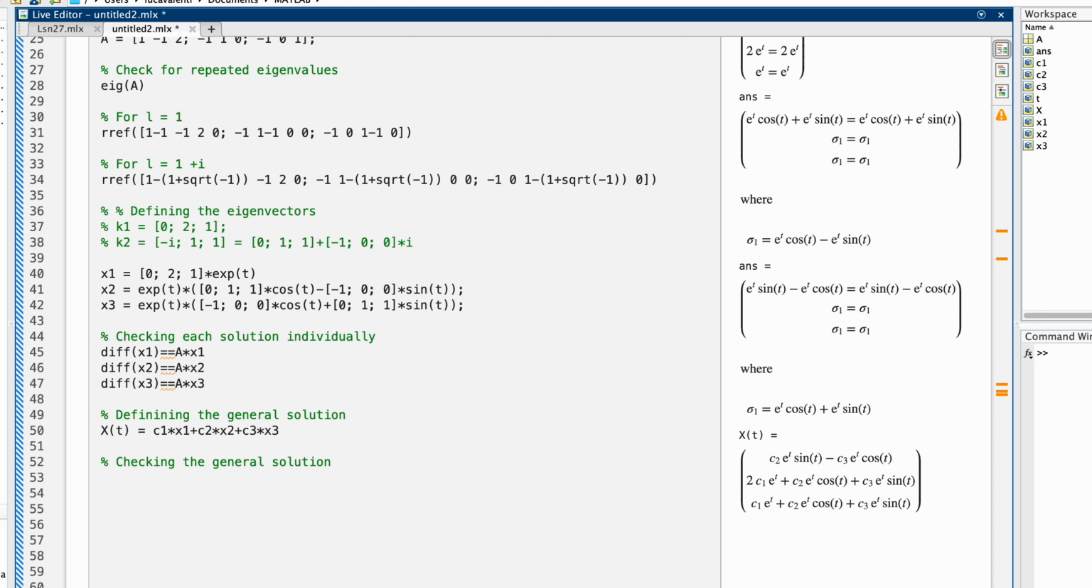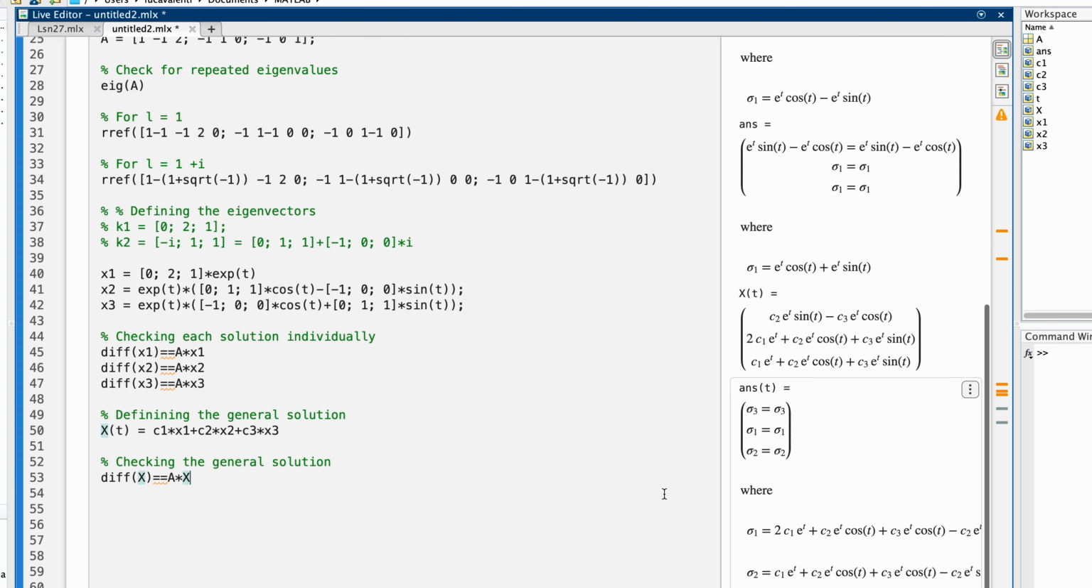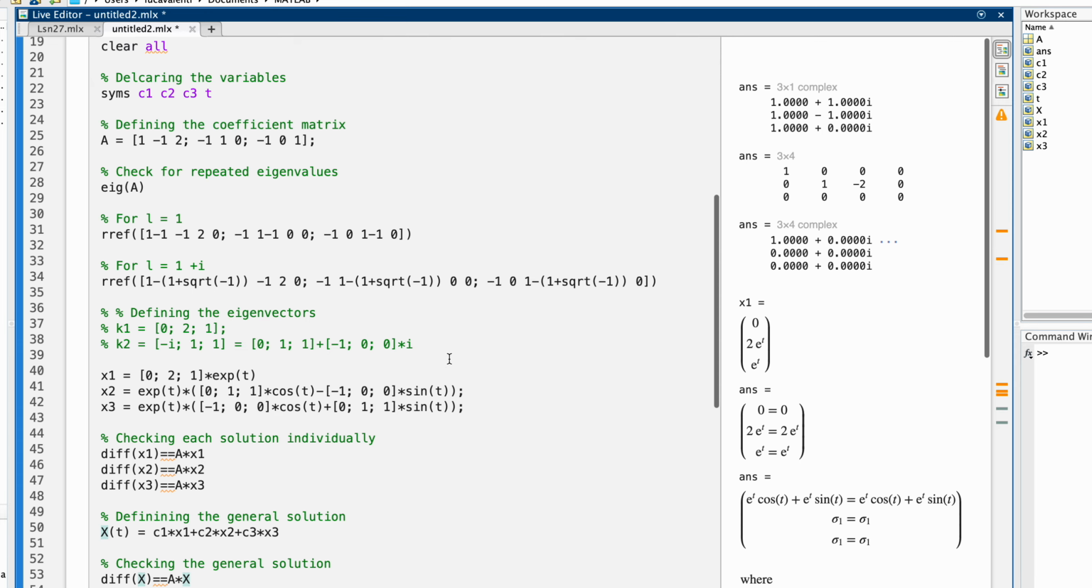And now we'll just check this one too, checking the general solution. So we'll do the same as before. We'll say the derivative of that general solution has to be equal to A times that general solution. Press Control Enter, and we find that it is indeed. So this is how you would do it completely in Matlab.